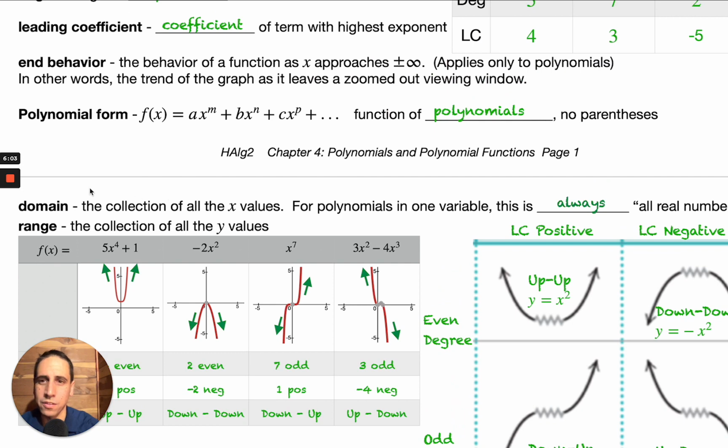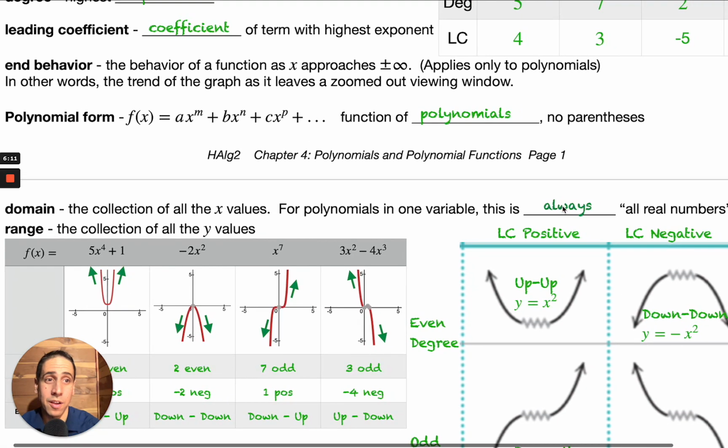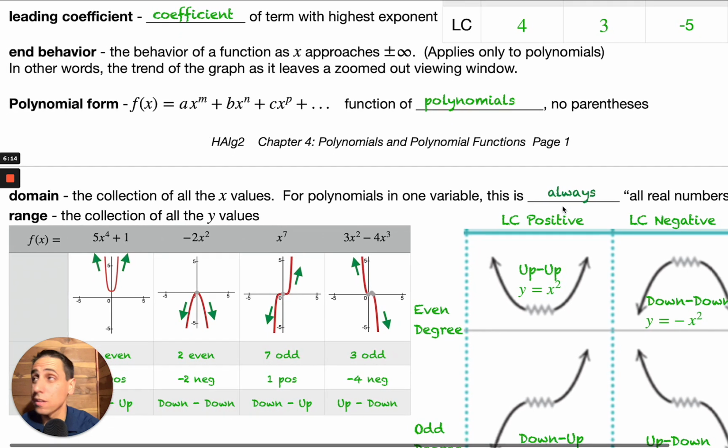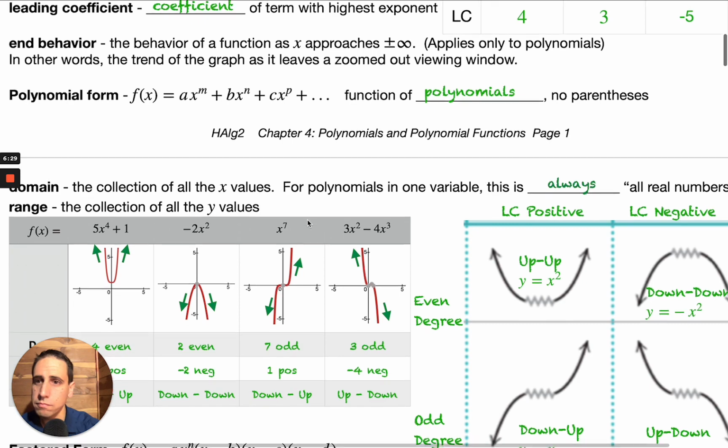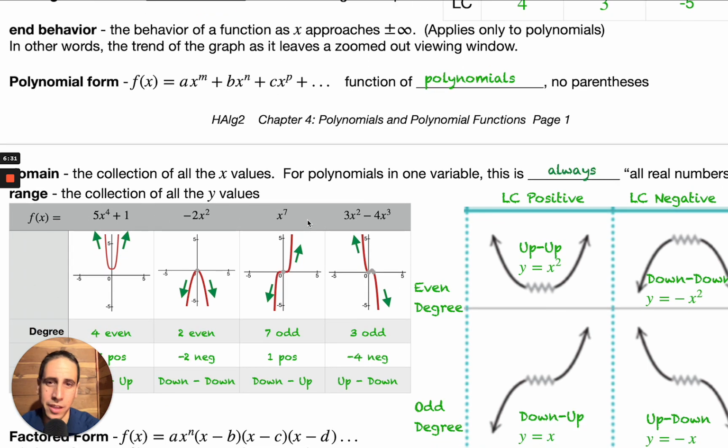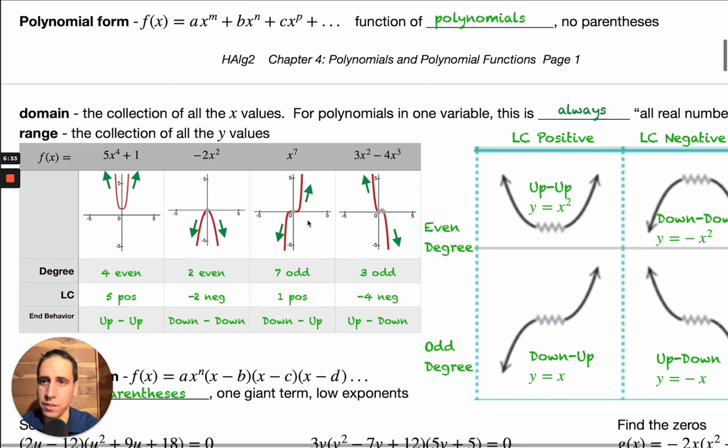The domain of polynomials is just the collection of all the x values. And for polynomials in one variable, this is always going to be all real numbers. If you had square roots or variables in the denominator, then you'd say, wait a minute, the domain isn't all real numbers, and it needs to get restricted. But for polynomials, the domain is always going to be all real numbers. The range is going to be the collection of all the y values, and that can change all the time. All right, let's take a look.